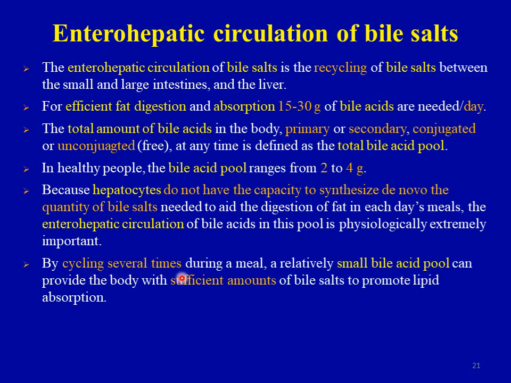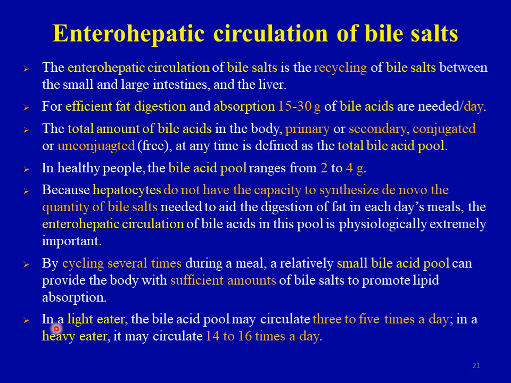By recycling several times during a meal, a relatively small bile acid pool can provide the body with sufficient amounts of bile salts to promote lipid absorption. In a light eater, the bile acid pool may circulate 3 to 5 times a day. In a heavy eater, on the other hand, it may circulate 14 to 16 times a day. So that total bile acid pool can circulate up to 16 times per day in heavy eaters.